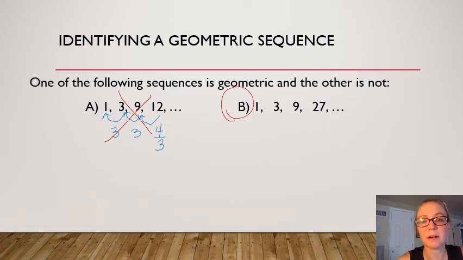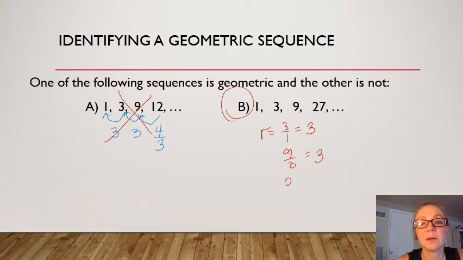But let's go ahead and verify that. R equals, well, 3 divided by 1 is 3. 9 divided by 3 is 3. And 27 divided by 9 is 3. So consecutive terms form a common ratio, and that means it's a geometric sequence.